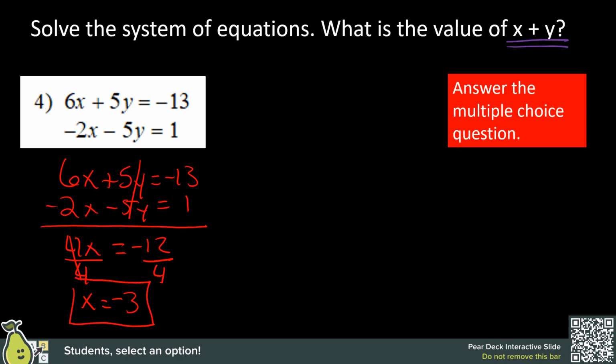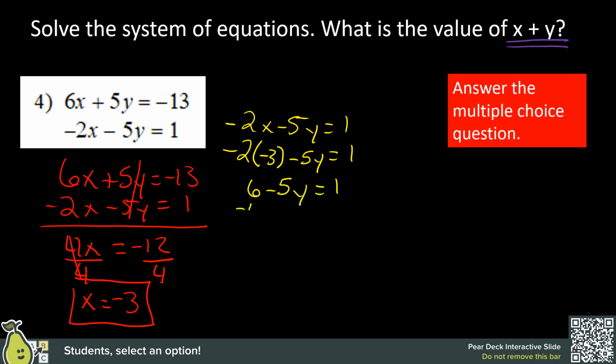We'll take that negative 3, we'll substitute it in the second equation, that negative 2x minus 5y equals 1. So negative 2 times negative 3 minus 5y equals 1. Negative 2 times negative 3 is 6. Minus 5y equals 1. Subtract 6 from both sides. I get negative 5y equals negative 5. Divide both sides by negative 5. I get y equals 1.